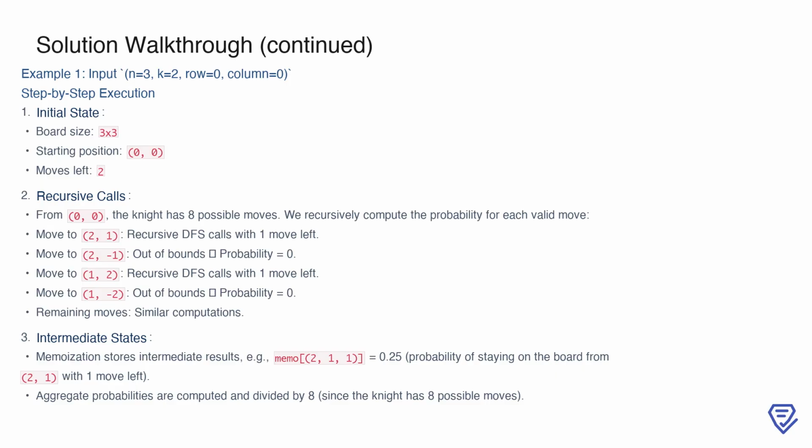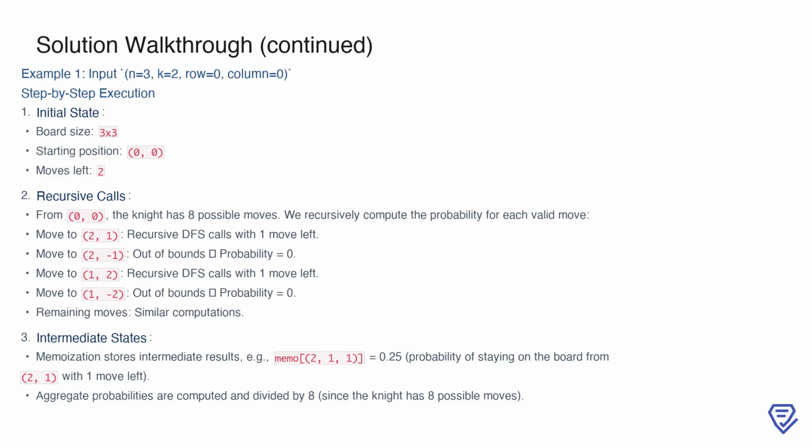For instance, if the knight moves to 2, 1, we make a recursive DFS call to calculate the probability of staying on the board from that position with 1 move left. However, if the knight attempts to move to 2, -1, that position is out of bounds, and the probability for that path is 0.